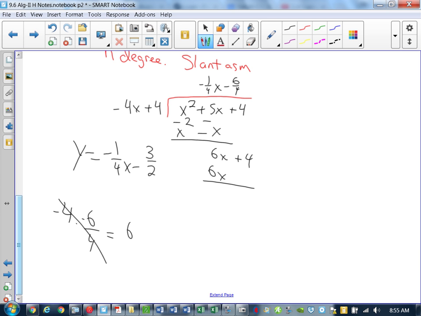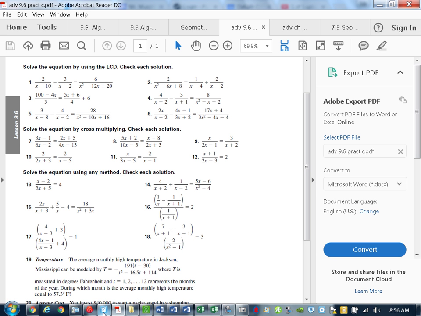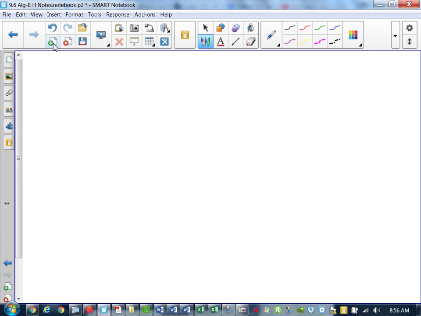How to simplify? All you're doing on the very first one, you have 6x over 3x minus 5 plus 6 over 3x plus 6.